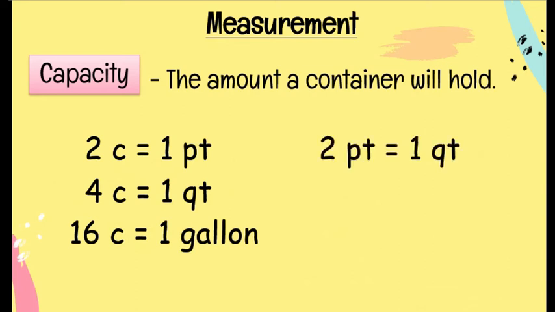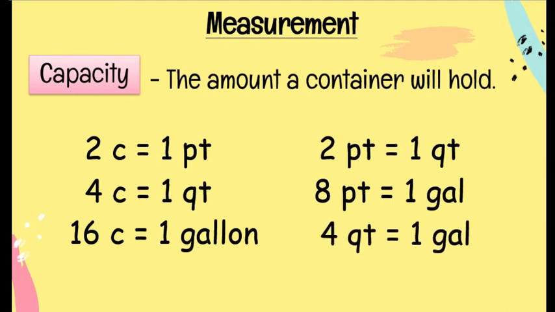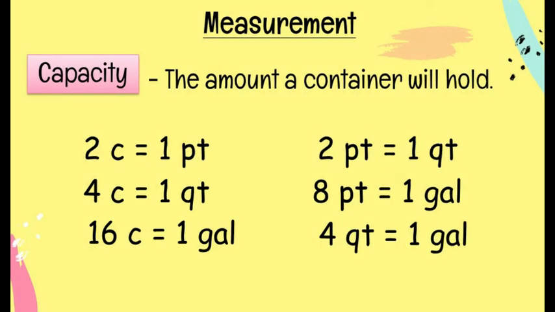Two cups is equal to one pint, four cups is equal to one quart, 16 cups is equal to 1 gallon, 2 pints is equal to 1 quart, 8 pints is equal to 1 gallon, and 4 quarts is equal to 1 gallon.